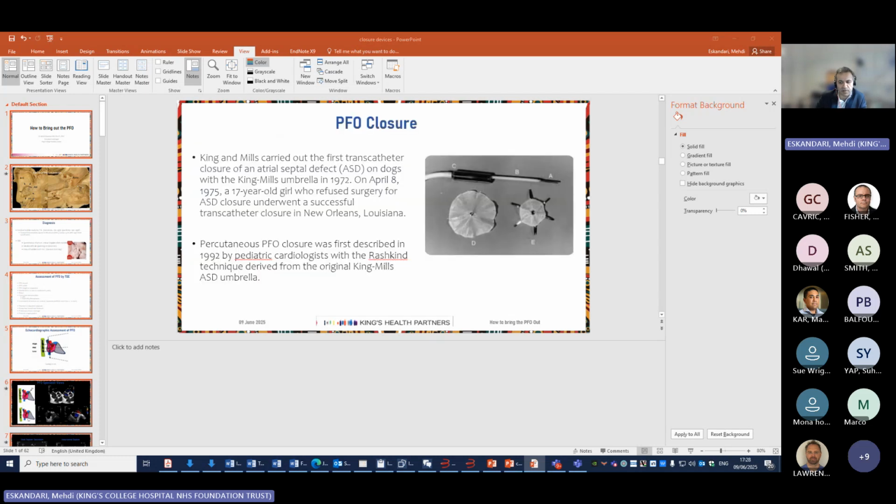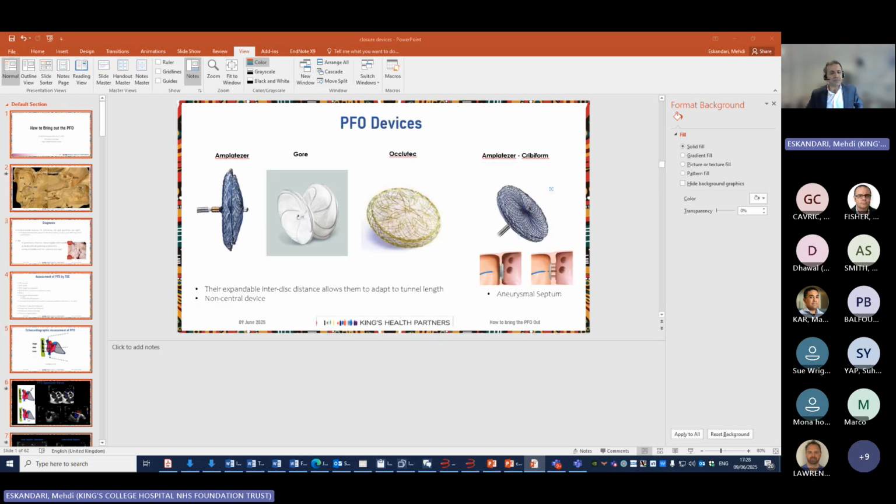So coming to the PFO closure, a bit of history. It goes back to the 1970s actually, but it was only in 1992 that more dedicated devices came through. And these are the devices that at the moment we have: the Occlutech, the Gore, and the Plaza. They are essentially non-centered devices, meaning that they don't have a fixed waist, and therefore they will be a bit more flexible because it's a tunnel, not a hole, as opposed to ASD. And you have the Amplatzer cribriform device, which has a very narrow waist and is used for fenestrated ASD, and sometimes in very aneurysmal septums that also is being used.